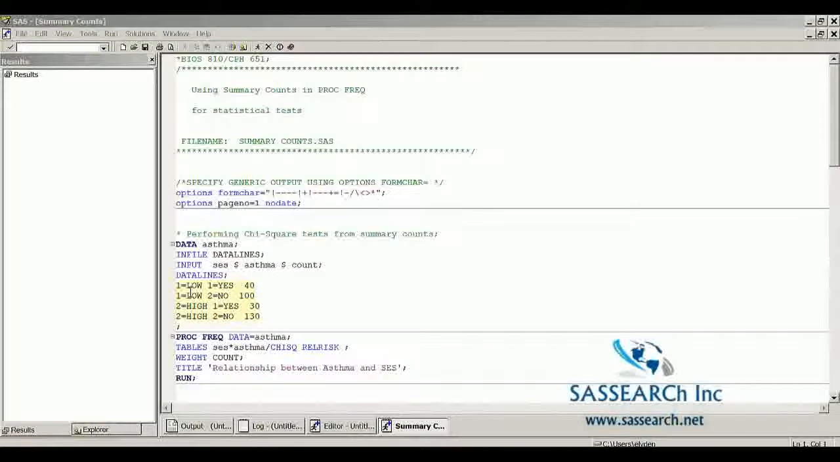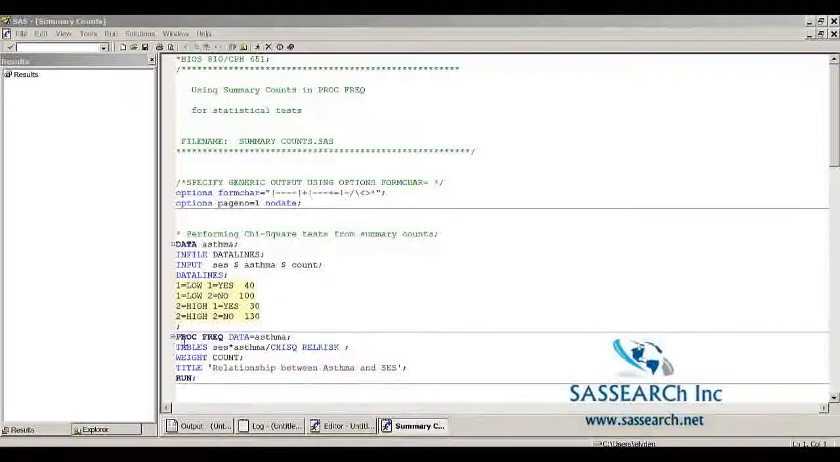So this first line of data that we're reading in, we can interpret this that there are 40 subjects who were coded as having low socioeconomic status and having had asthma. In this second observation, we have 100 subjects who would have been coded as having low socioeconomic status and did not have asthma. 30 subjects who had high socioeconomic status and had asthma, and 130 subjects who had high socioeconomic status but did not have asthma.